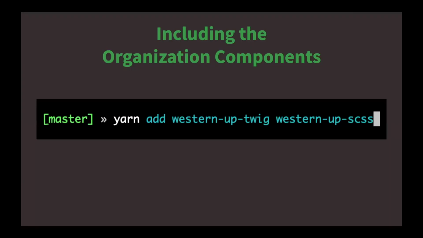Now, once those organizational repositories were created, we published them to NPM so that any current or future property can easily include them without having to recreate or copy and paste any markup or styles from the main organization. We simply yarn add or npm install the packages, and they're immediately ready to use.